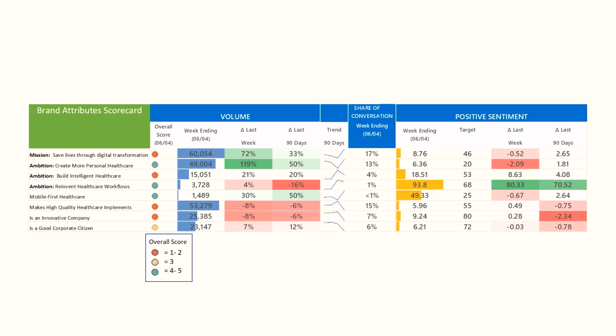So in this case, I've created an overall score. It says, how am I doing on saving lives through digital transformation? Or how am I doing this week compared to last week, or the last 90 days to this week? As well as include some of these bar charts inside of the values themselves. So I need to understand the difference between 60,000 and 1,000. Visually, it's quite easy to do in this visualization, along with trends and heat maps of sentiments, targets.